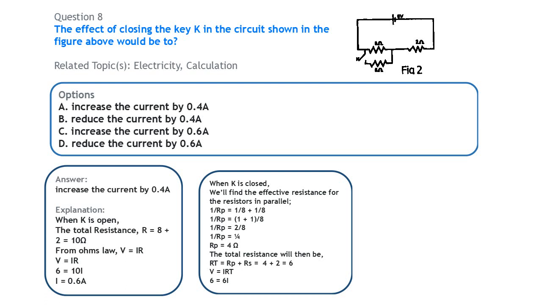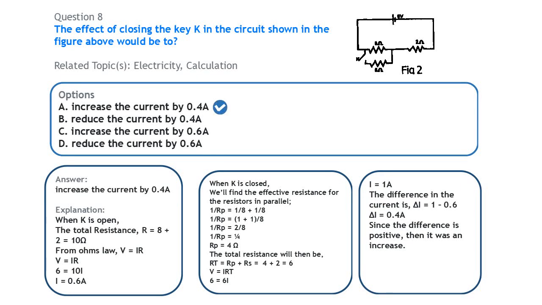Then we go back to the formula here from Ohm's law. V is equal to IR, where our V is 6 and our R, that is the new total resistance, is 6. This is when the key is closed. So to get the value of I here, we divide both sides by 6 and we have I to be equal to 1 ampere. So the new current now is 1 ampere.